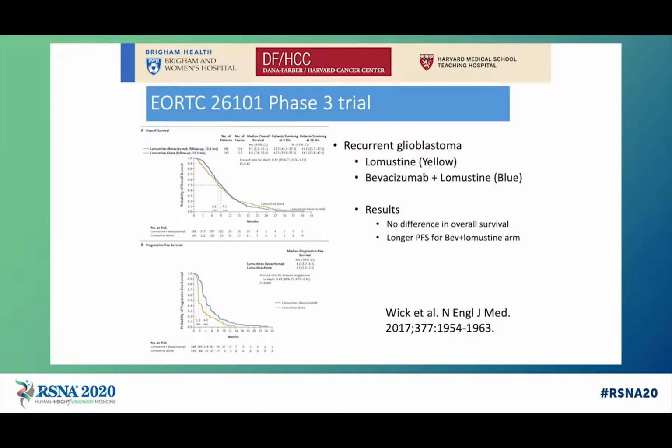Several phase 3 trials were then initiated to confirm the survival benefits of bevacizumab. In this phase 3 trial conducted in Europe, patients with recurrent glioblastomas were randomized to bevacizumab plus chemotherapy versus chemotherapy alone, and the result showed that there was no survival advantage of bevacizumab versus placebo. For progression-free survival, the bevacizumab treated arm had about 3 months longer than the control arm.